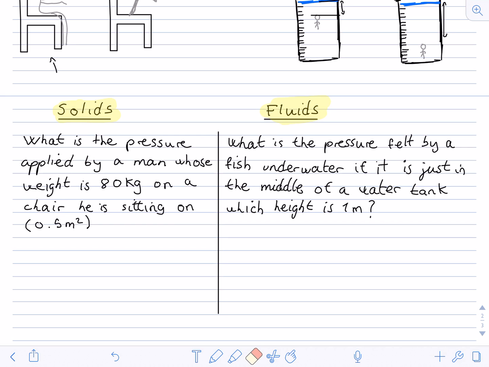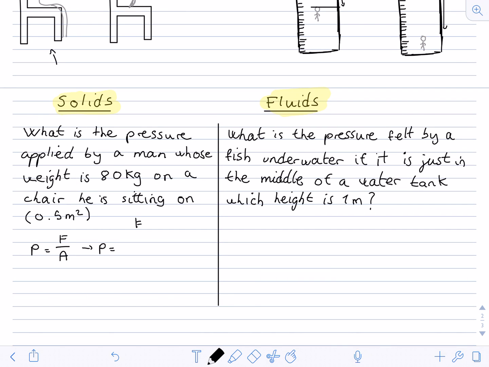So let's do 2 little examples here. Let's say, what is the pressure applied by a man whose weight is 80 kilograms on a chair he's sitting on, which is, let's say, 0.5 meter square. So we have that pressure is equal to force by area. So if his weight is 80 kilograms, we have F = ma, because force is measured in newtons, and we're given the mass, so we have to transform this into newtons. How do we do this? Well, with F = ma. So F is equal to mass, which is 80, multiplied by 9.8, which is acceleration due to gravity.